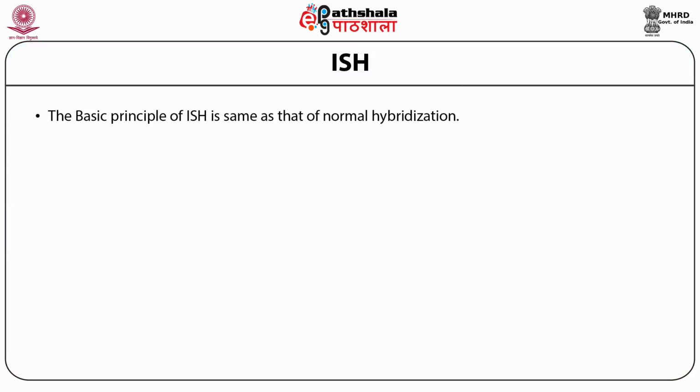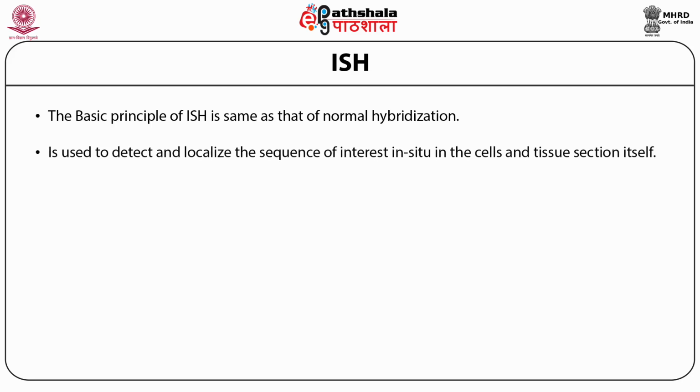The basic principle of ISH is the same as that of normal hybridization. In regular hybridization, DNA or RNA has to be isolated from cells, run on a gel, transferred on a nitrocellulose or nylon membrane, and then hybridized with complementary sequence of interest. ISH, on the other hand, is used to detect and localize the sequence of interest in situ, in the cells and tissue section itself.